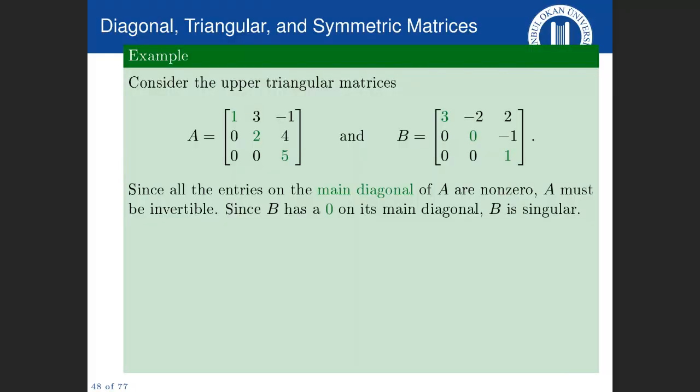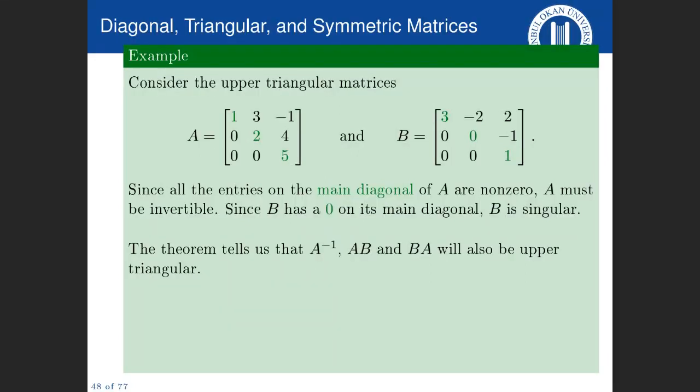For example, here's two upper triangular matrices. Look at the matrix A first. The entries on the main diagonal, which I've put in green, are 1, 2, and 5. These are all non-zero, so A must be invertible. Now look at B. The entries on the main diagonal are 3, 0, and 1. Because we've got a 0 on the main diagonal, we know that B is not invertible. B is singular.